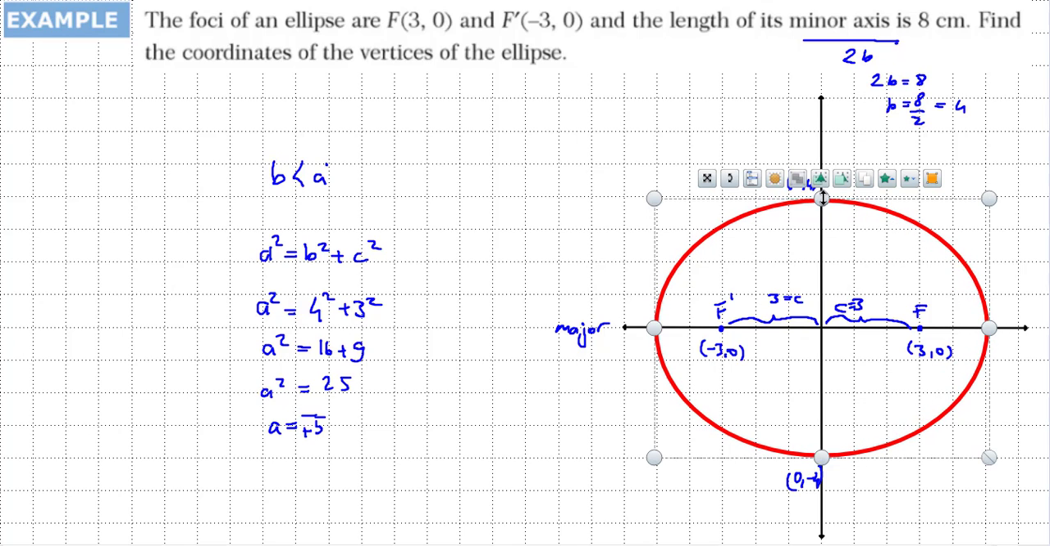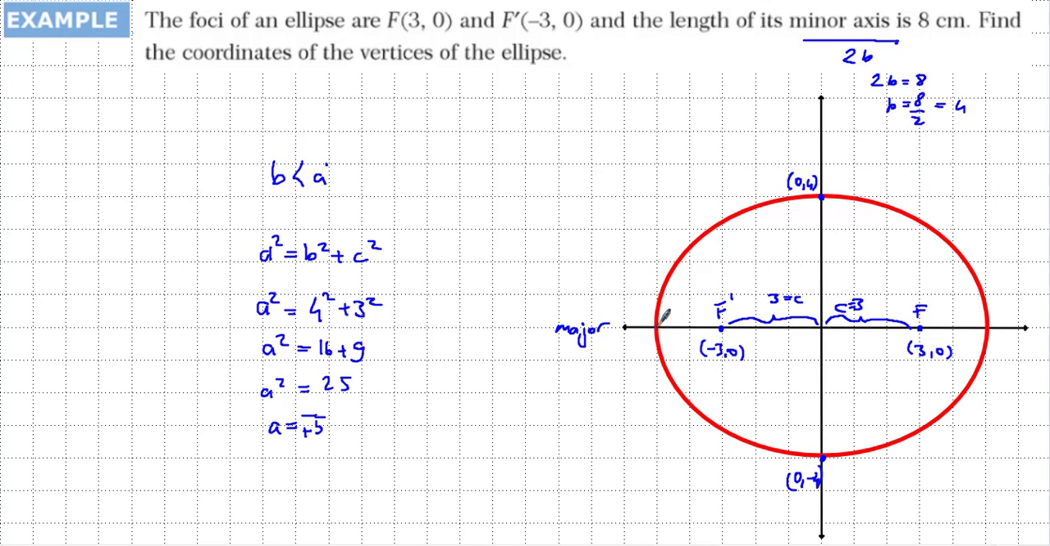So the figure of the ellipse should be something like this. Okay, we found how the figure is. We only need to place the corner points, the vertex points, which are (5, 0) and (-5, 0), and the minor axis is 8. The question says find the coordinates of the vertices. So all of them we found here.